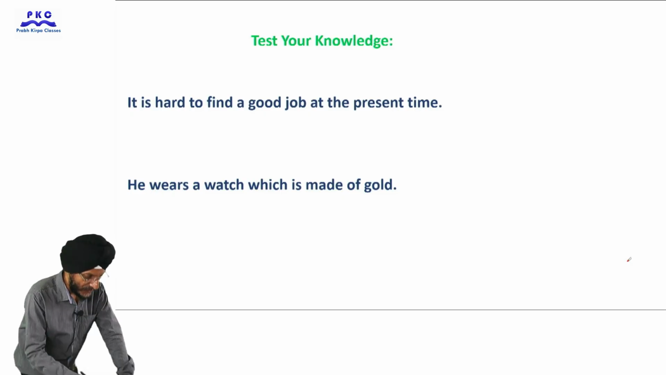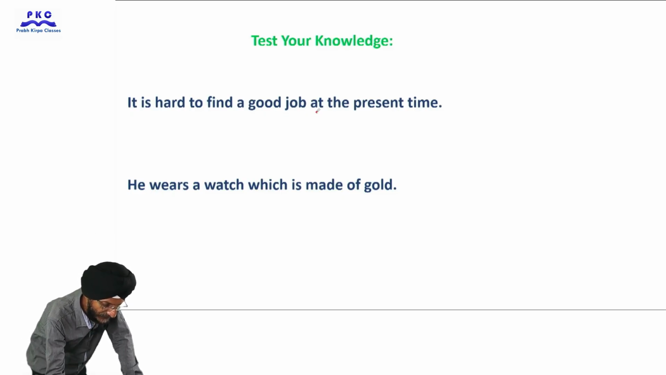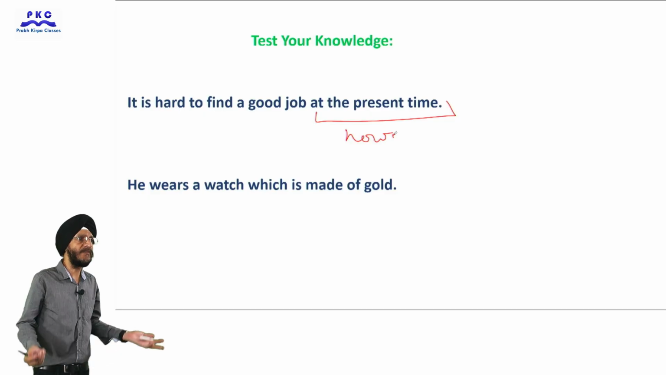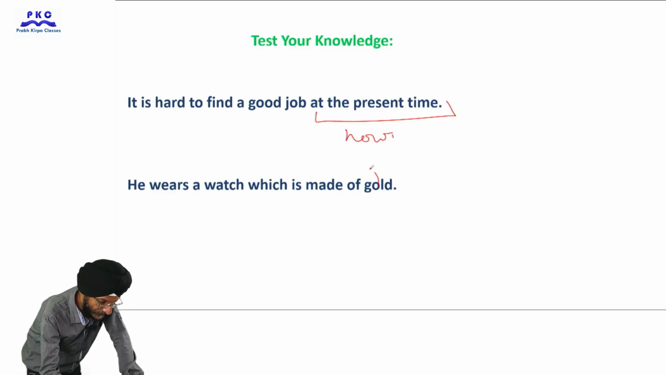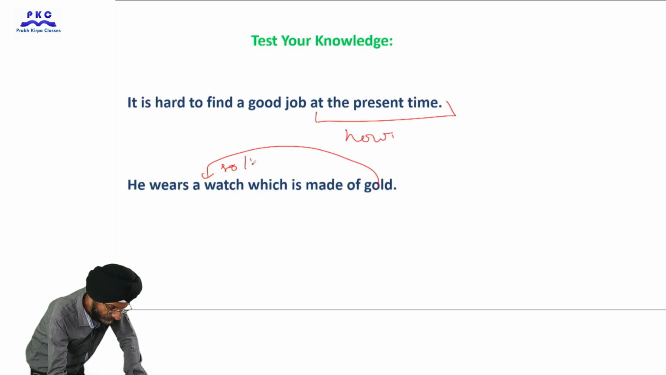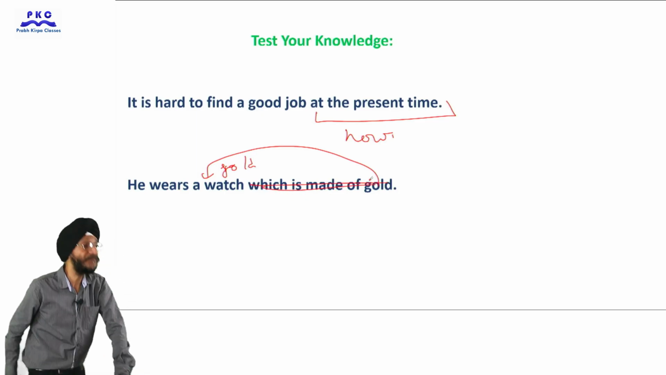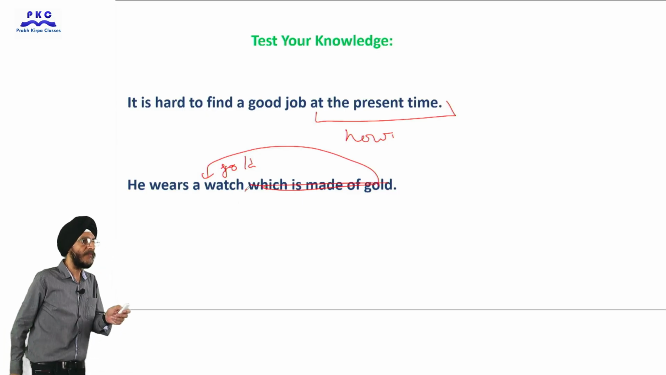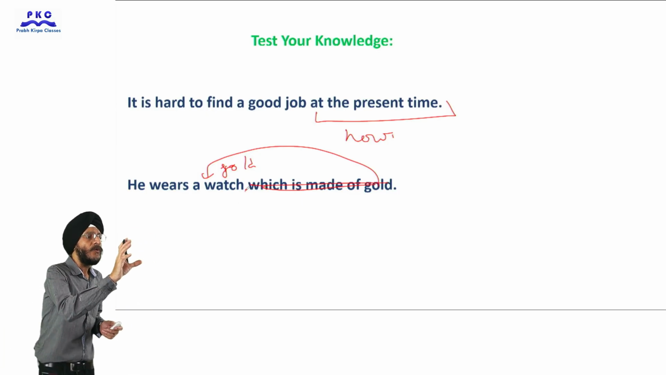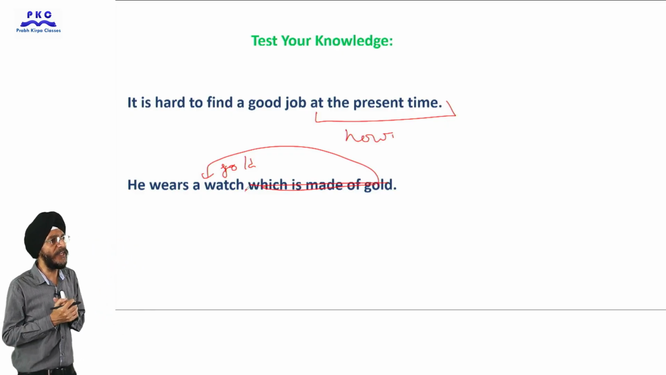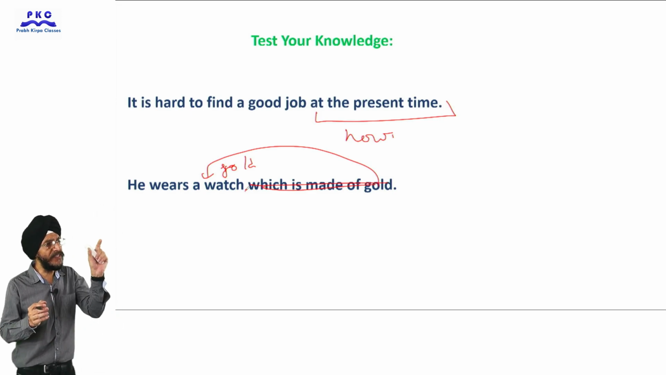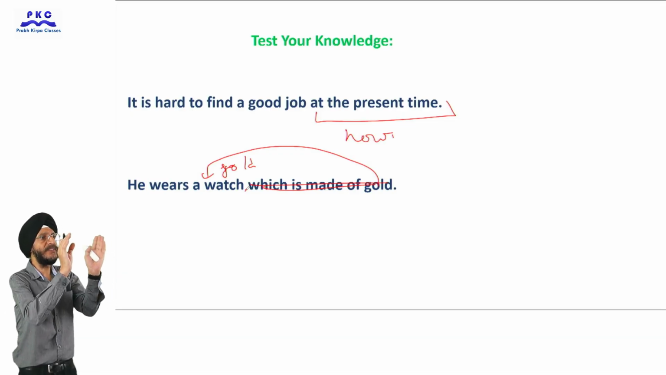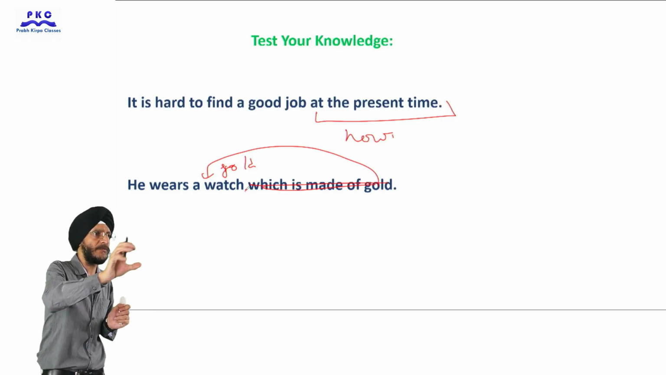Test your knowledge. It is hard to get a good job at the present time. In place of "at the present time", if we simply write "now", it will serve the purpose. He wears a watch which is made of gold. If we simply write "he wears a gold watch", it is okay. So in this way, we have to take the best possible steps so that our sentences are not overwordy, the sentences are brief, to the point, and if there is a long sentence which we have written, we should break it into small sentences.